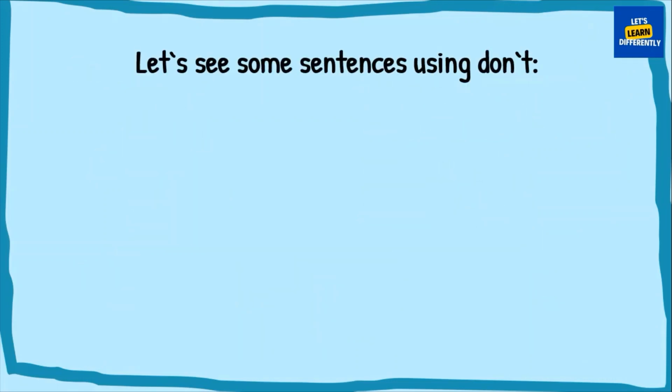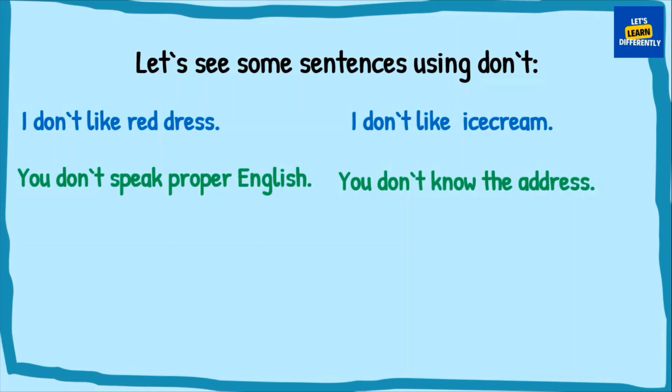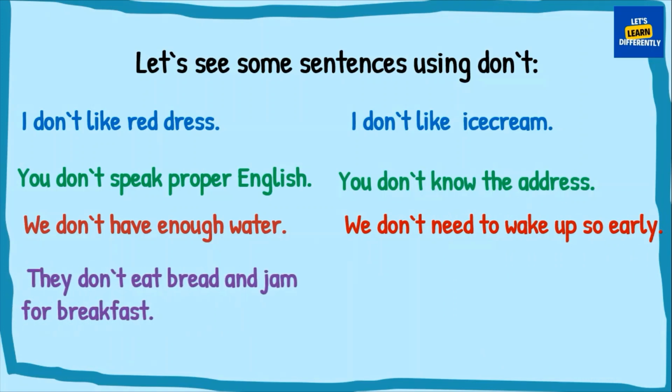Let's see some sentences using don't. I don't like red dress. I don't like ice cream. You don't speak proper English. You don't know the address. We don't have enough water. We don't need to wake up so early. They don't eat bread and jam for breakfast. They don't want to visit us.